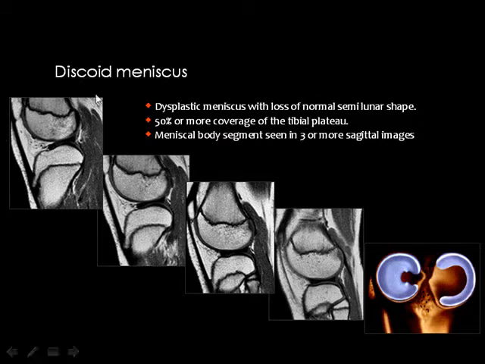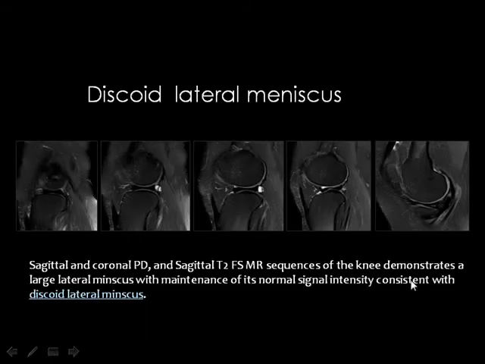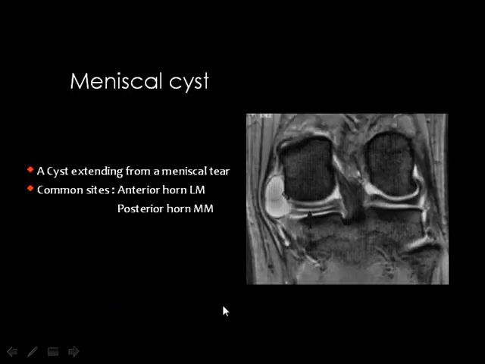then you are dealing with discoid meniscus. And here, the body of the meniscus is in one image, in the second, in the third, in the fourth. Then this is discoid. In this example, the body of the meniscus is in the first, second, third, fourth. Then this is discoid meniscus.